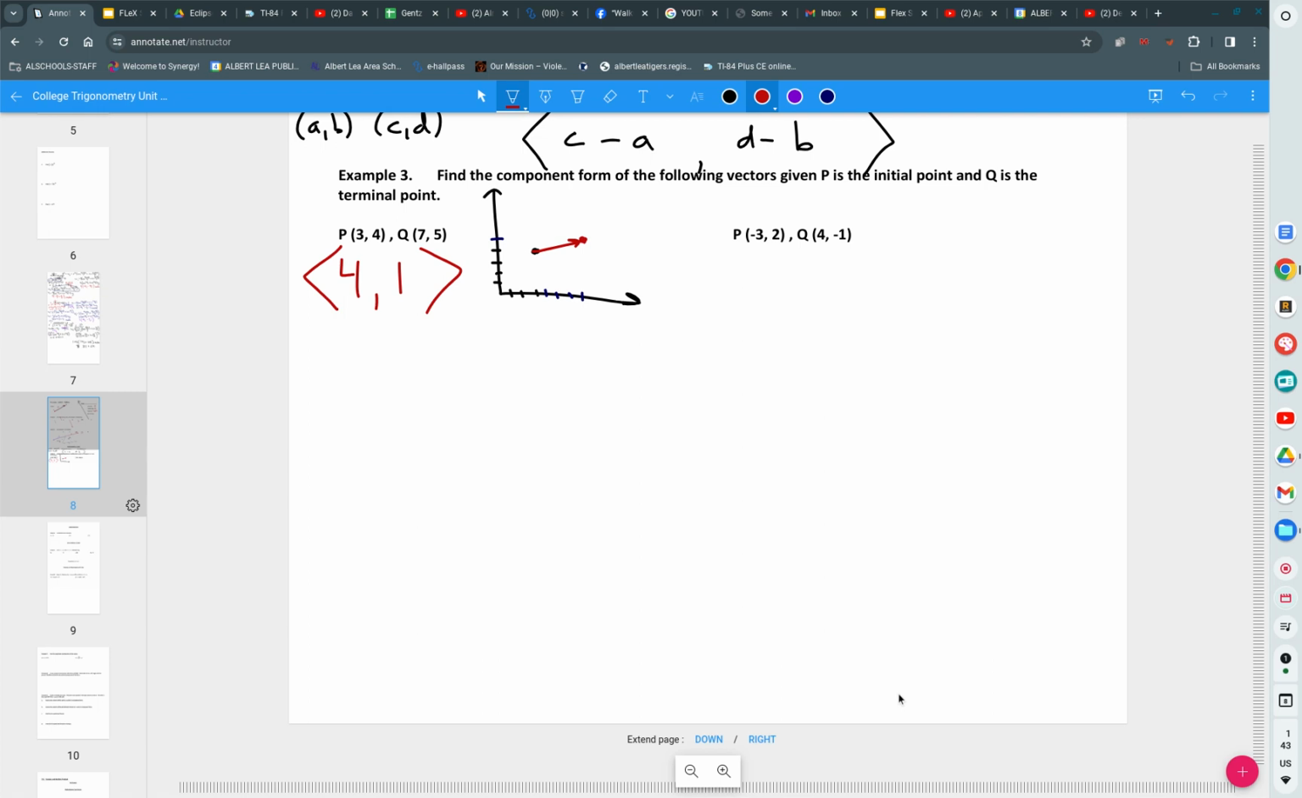Now, consider that vector 4, 1. If I were to draw 4, 1, I'd be over 4 and I'd be up 1. If you notice, the blue vector is identical to the red vector. It is simply translated back to the origin. So anytime you take a vector and put it in component form, it just puts it back to the origin. You don't have to draw the picture, just see if you can quickly come up with the vector in component form right here.